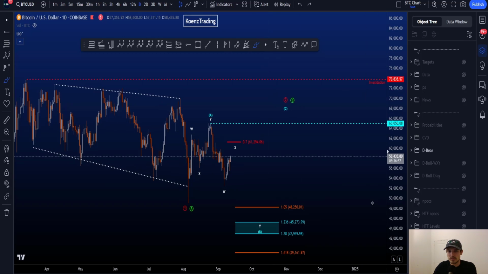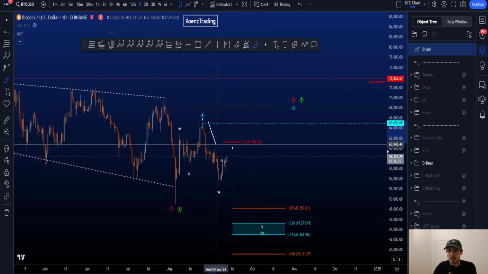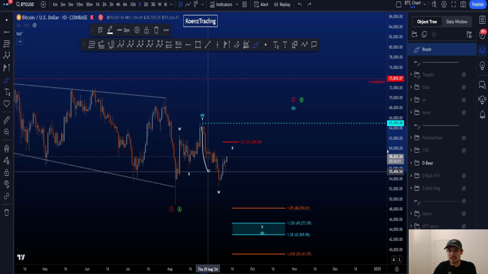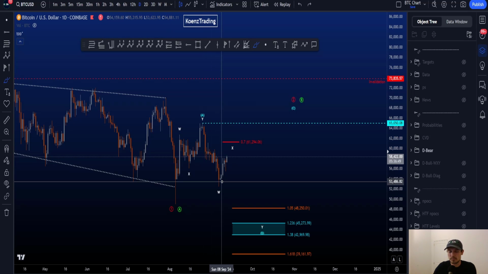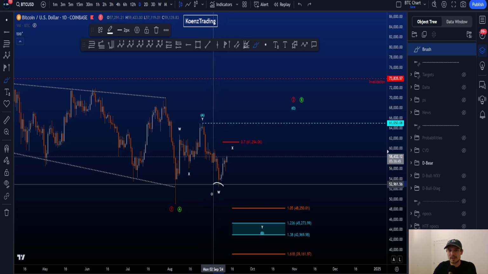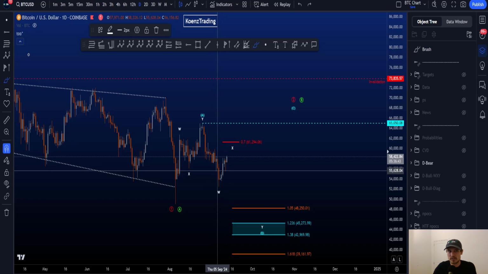What also lowers the probabilities for this scenario, however, is that this structure to the downside counts better as a WXY double zigzag. However, a WXY is not allowed inside a wave W.